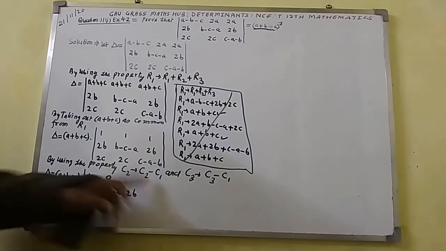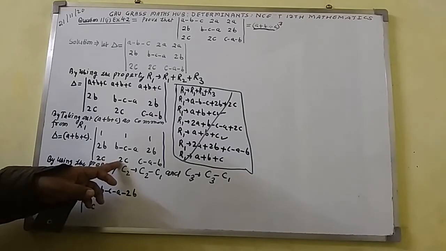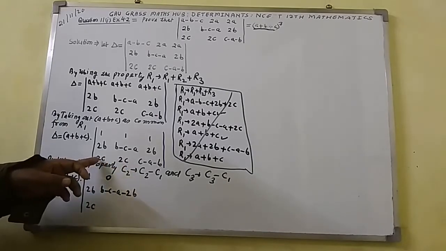B minus C minus A minus 2B, I have written C1. This is C1, 2B is C1 here I have written. And here you get C2. This is C2, the C2 minus C1. This is C1.